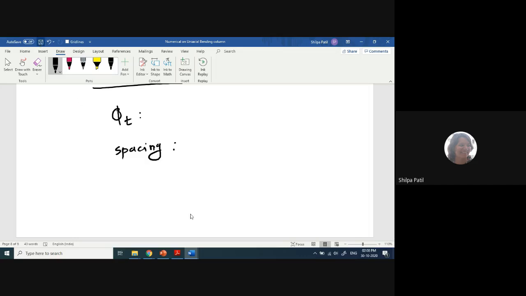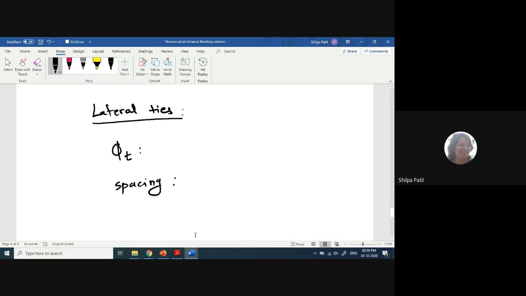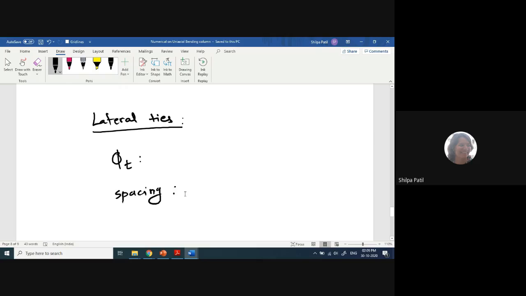So simply, lateral ties design you can do on your own. This is very easy. The code has already given the specifications, what should be the diameter of the ties and what should be the spacing of the ties. So accordingly you find out the lateral tie design, and then finally you need to draw the diagram showing the reinforcement details. Okay, so this is regarding the design of uniaxial bending columns. One more problem we will discuss in the next lecture.